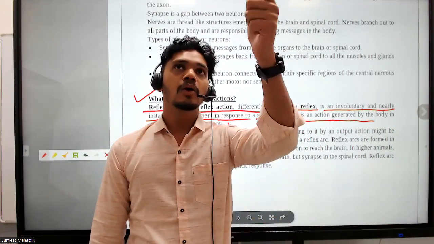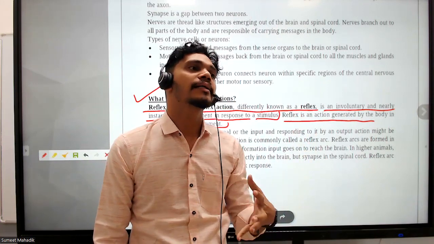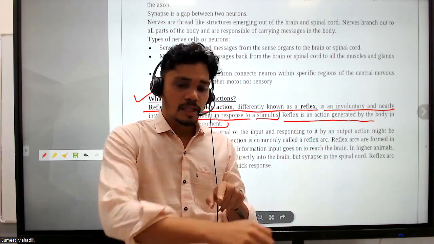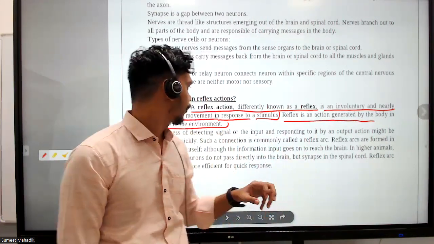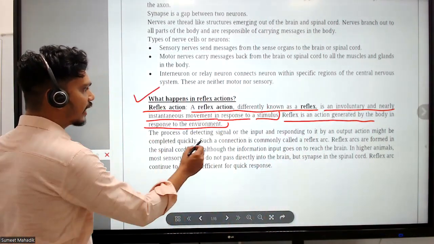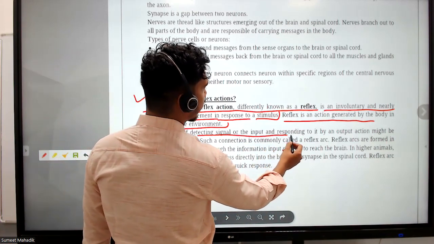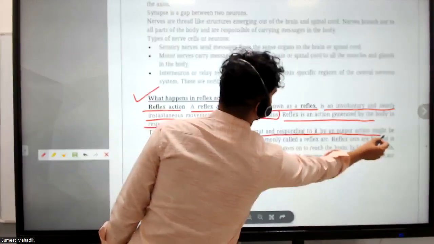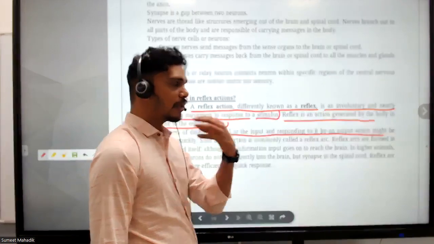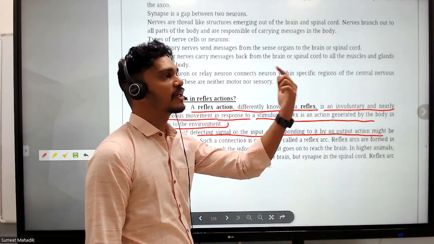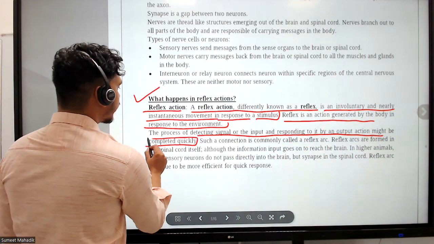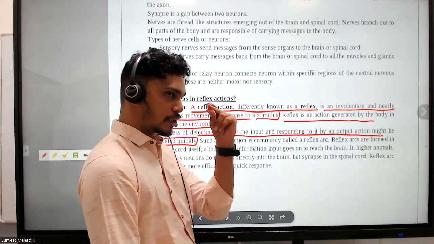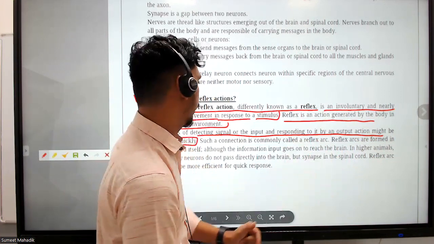Right now, I'm getting cold air. My body is getting cold. So what is the response? Shivering will be there, goosebumps will be there. So that is the response. The process of detecting the signal or input and responding to it with an output action. You get an input, and definitely your brain or your spinal cord will give you output. It is completed very quickly. So can I say reflex action happens very quickly?